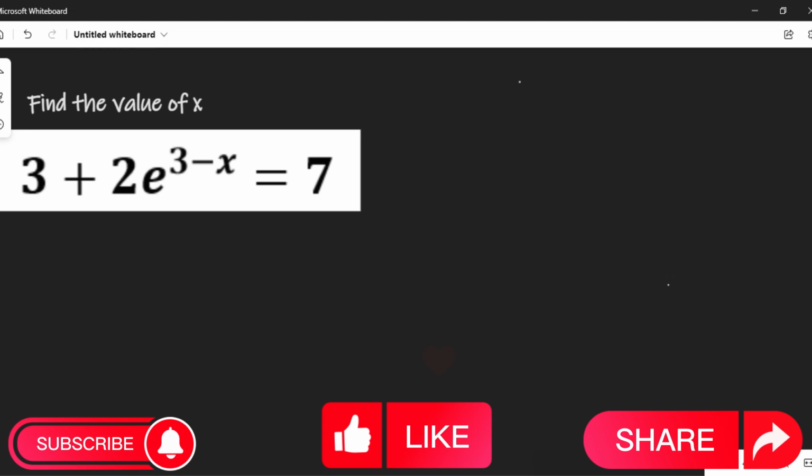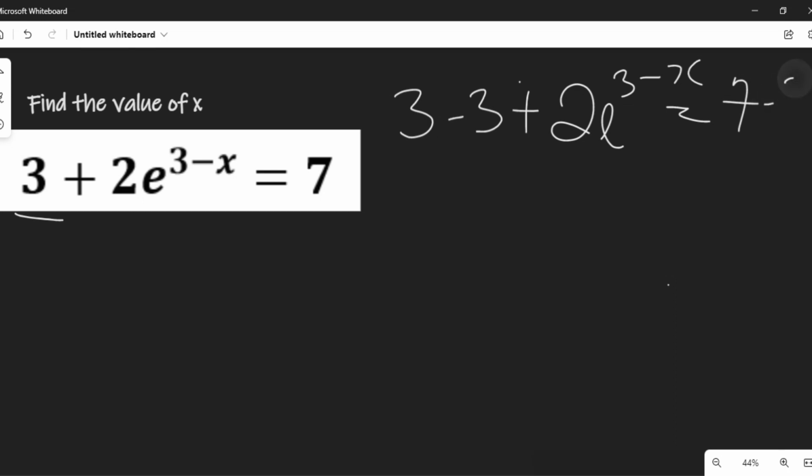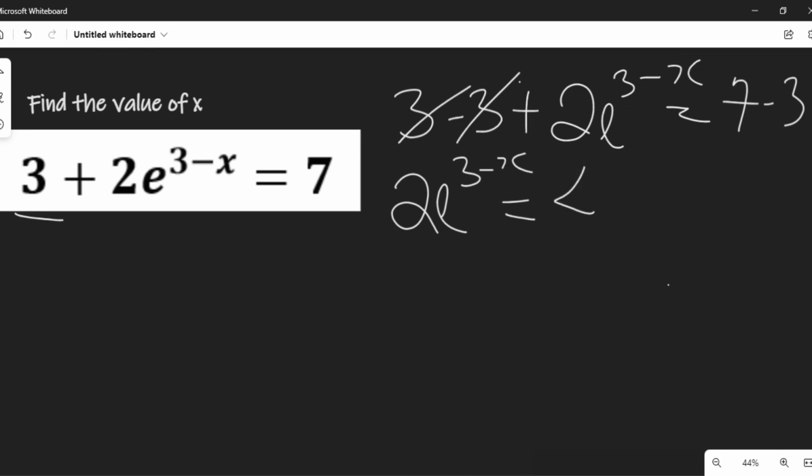The first thing you need to do is to subtract 3 from both sides, because 3 is a factor that is not needed. So if we subtract 3 from both sides, we're going to have 3 minus 3 plus 2e to the power of 3 minus x, that will be equal to 7 minus 3. And then 3 will go off with 3, and then we'll have 2e to the power of 3 minus x to be equal to 4.